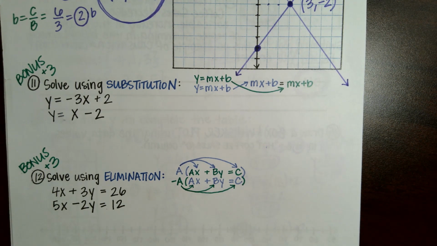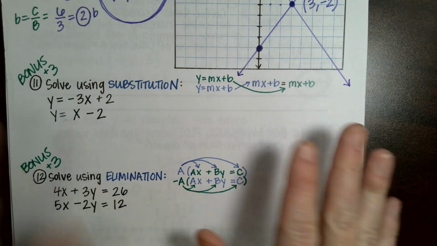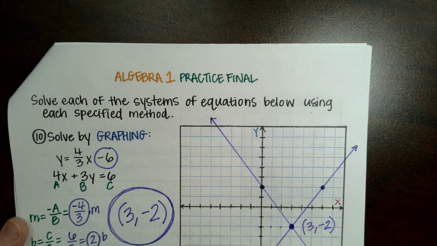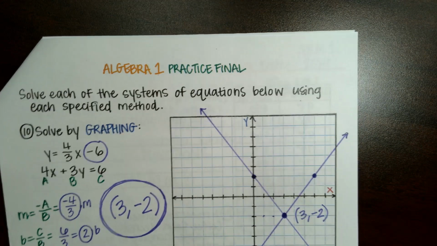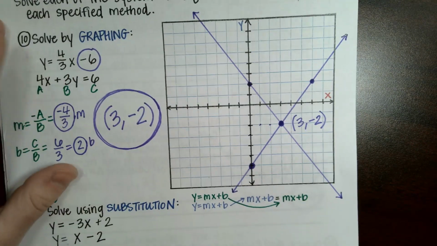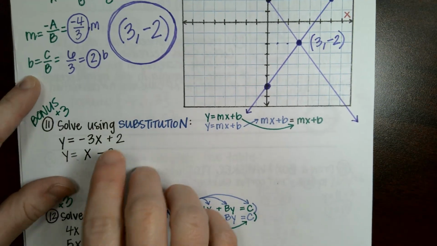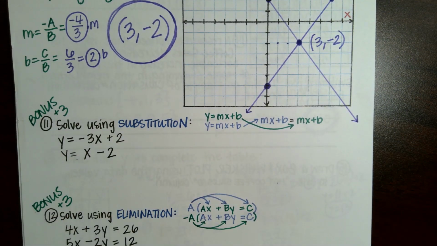Okay, so we are back from lunch, and we are looking here at solving systems of equations using the methods that I have given you. We just solved this one by graphing, and now for number 11, we are going to solve using substitution. We talked very briefly about substitution yesterday. We spent maybe 10 minutes on it, so we're going to go over it again today.